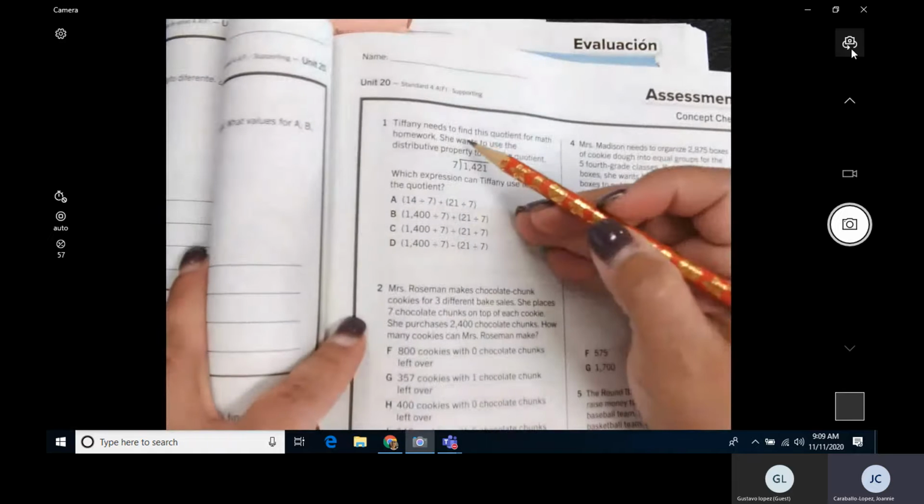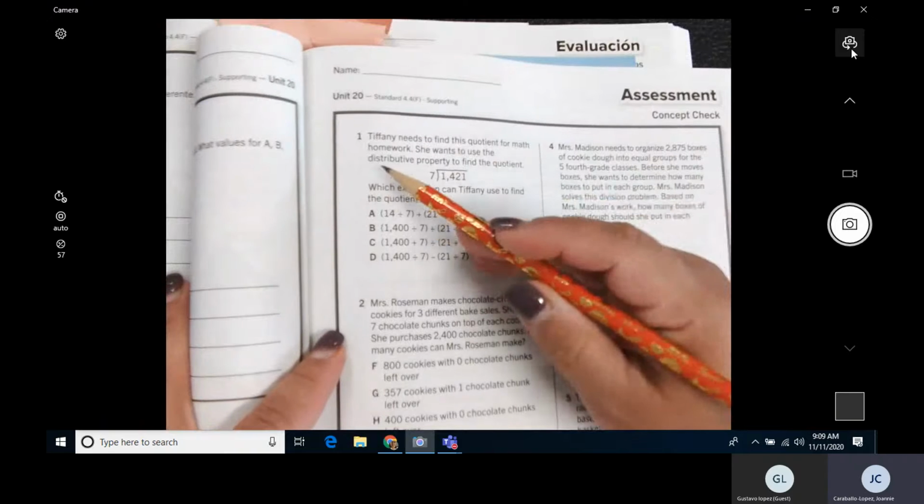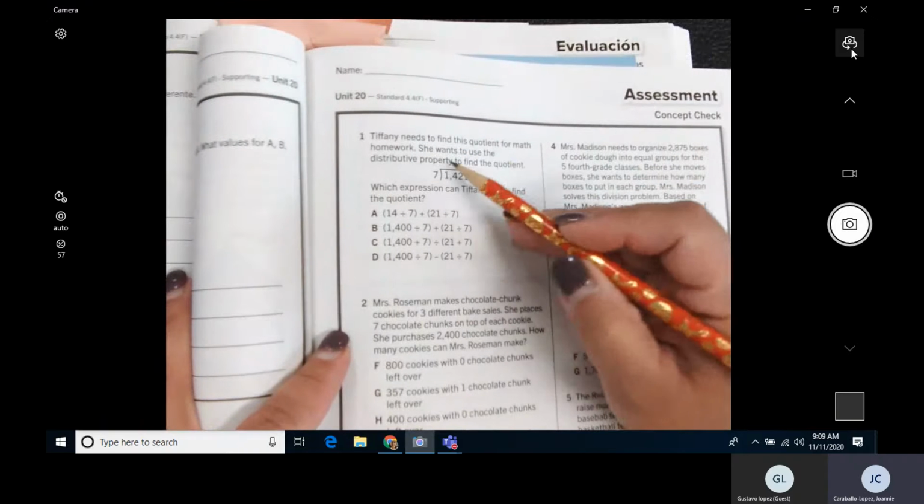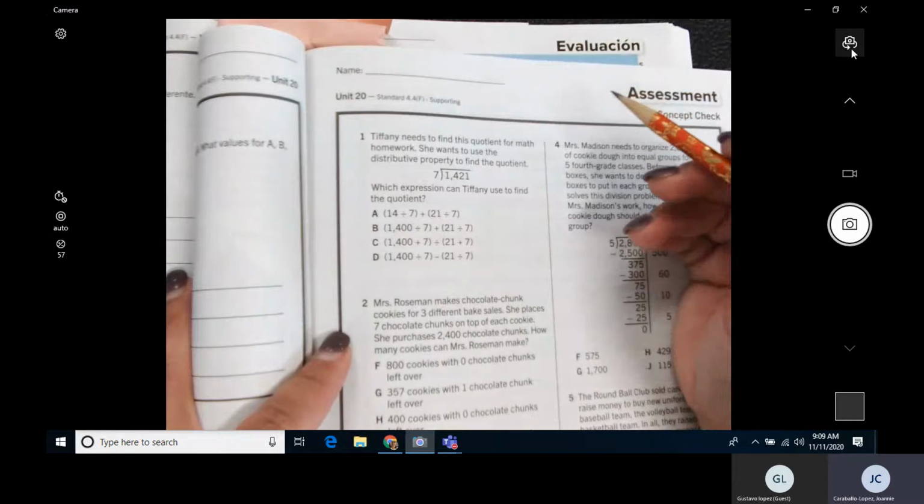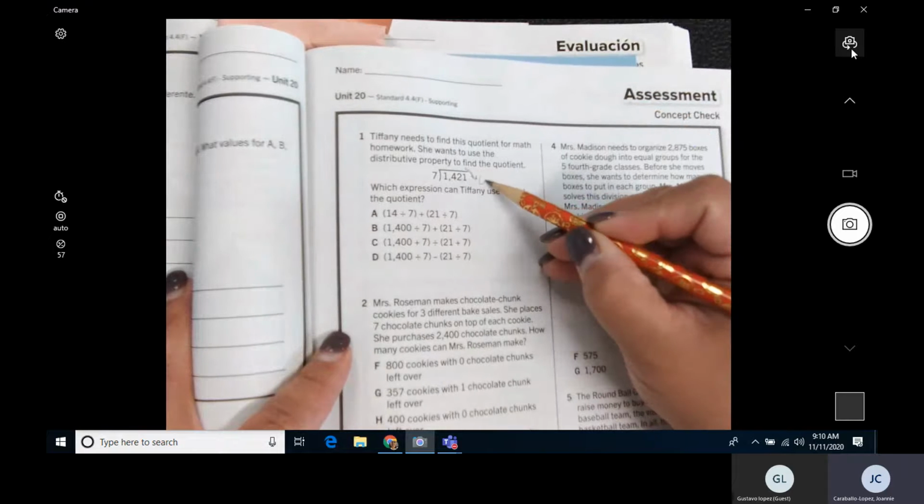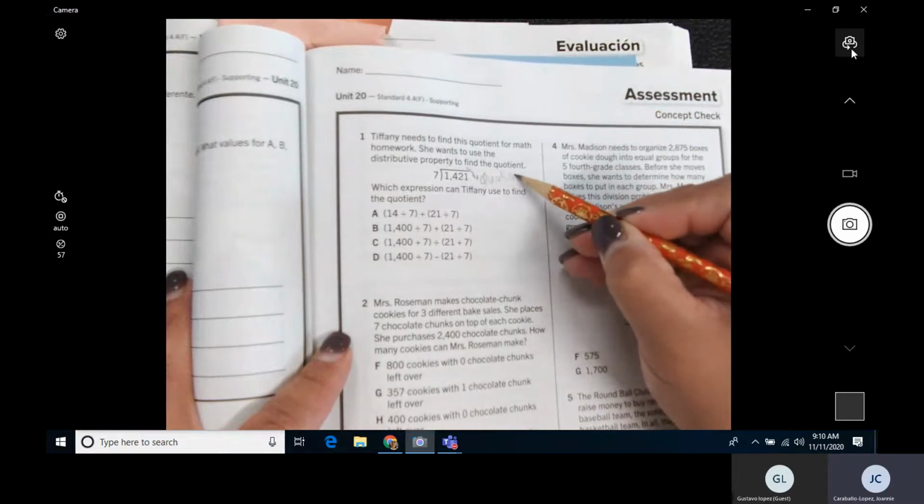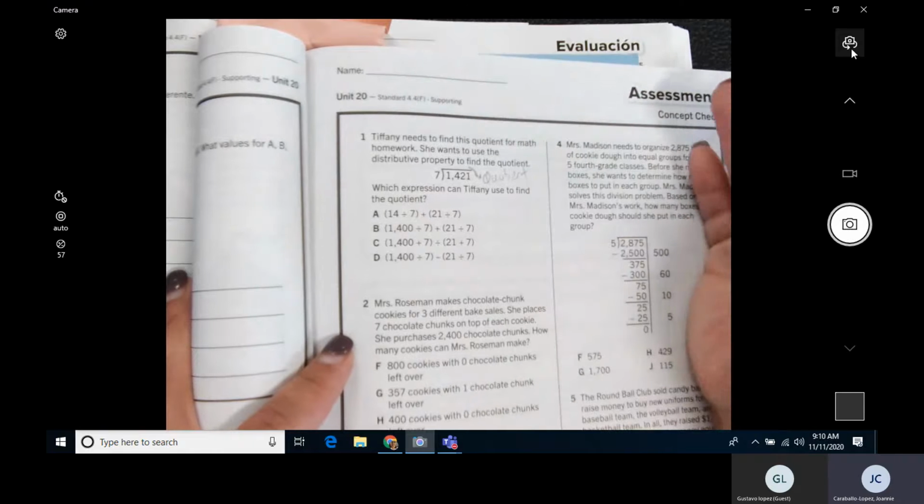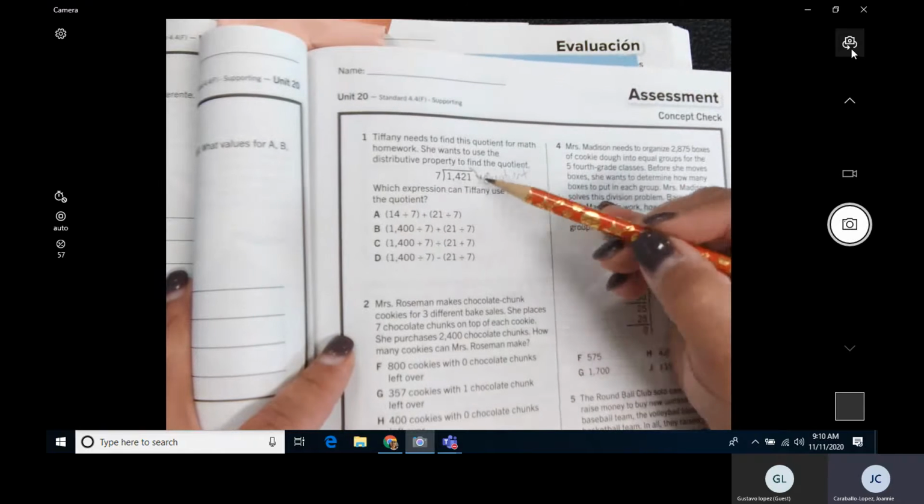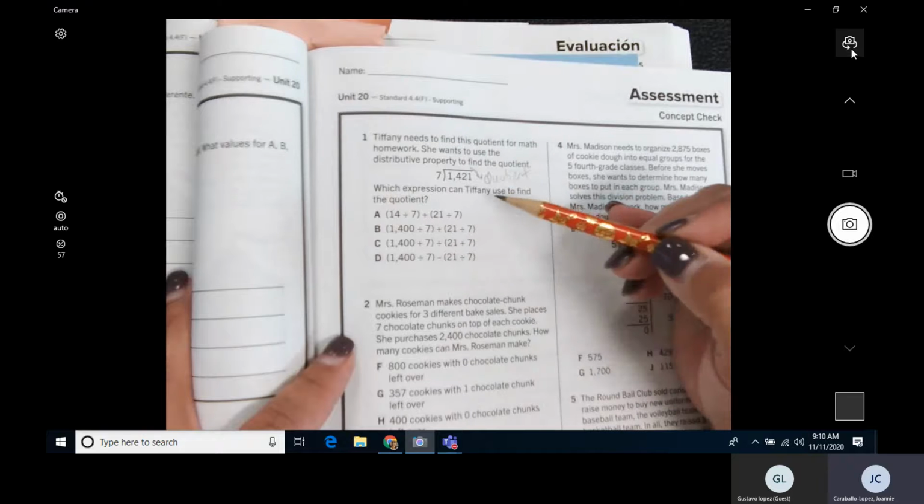So in English, Tiffany needs to find this quotient for math homework. She wants to use the distributive property to find the quotient. Where is my quotient? This is my quotient up here. What's another word for quotient? My answer, right? That's going to be the answer to my problem. So, which expression can Tiffany use to find the quotient?